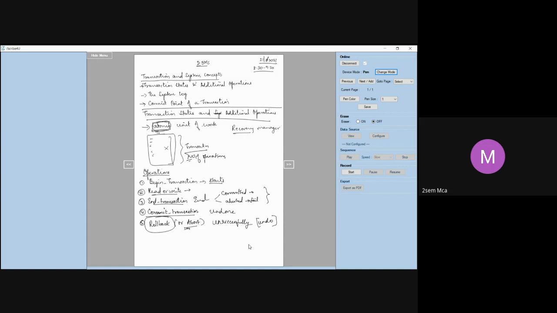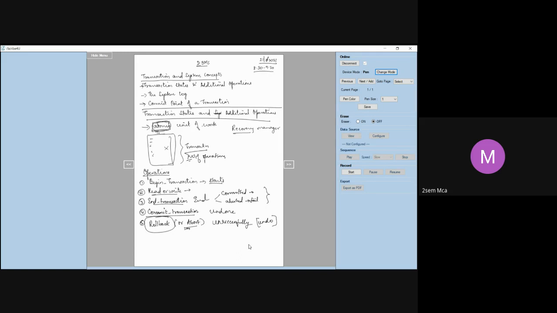If you say I'm executing a transaction, you have to execute all the steps that are there in that particular transaction. If something has happened, the transaction failed, the system crashed, and you are not able to proceed further, then you will have to undo. The system has to undo whatever has already been done. That is how you define a transaction.